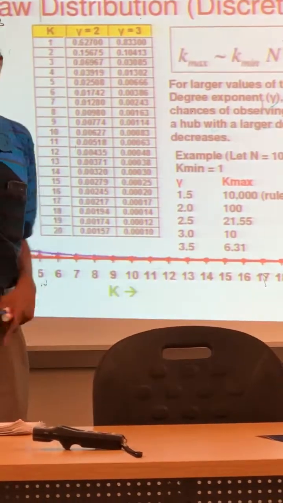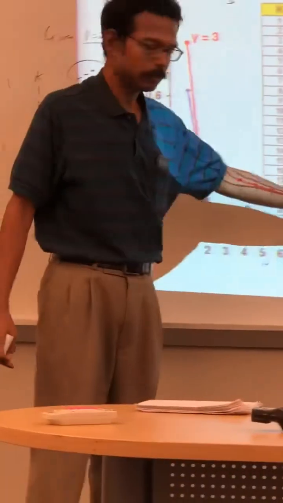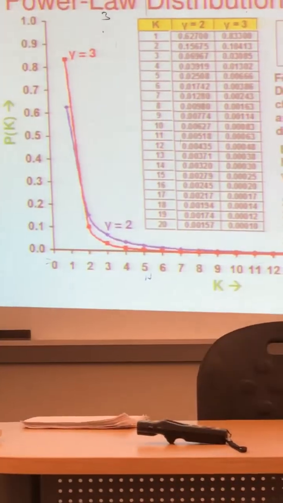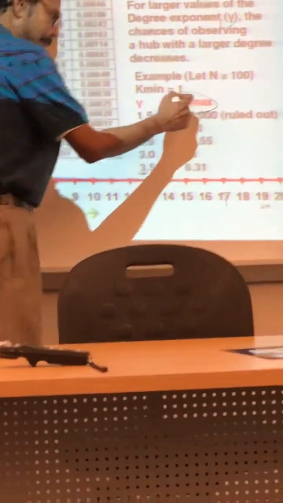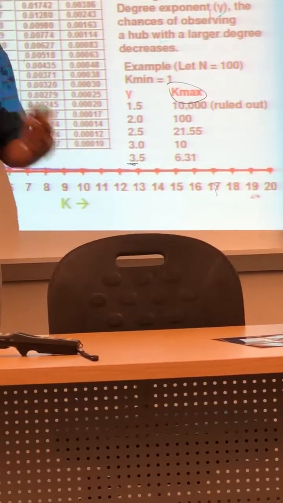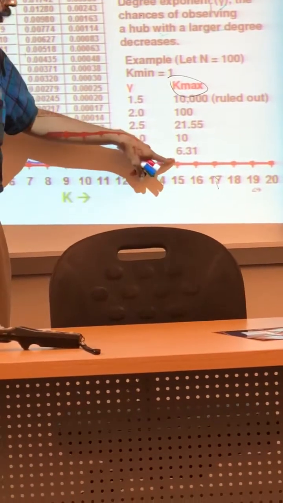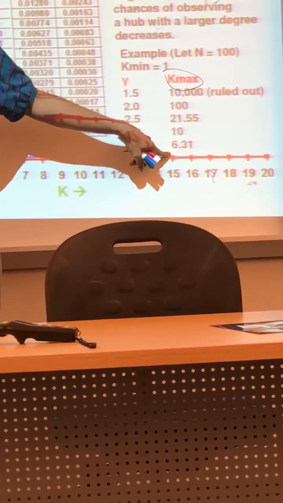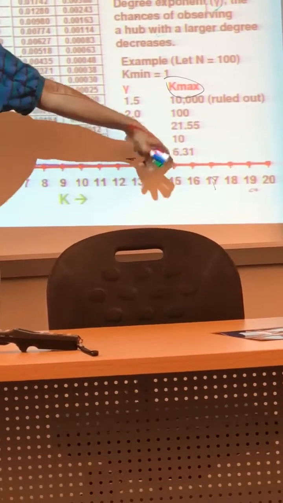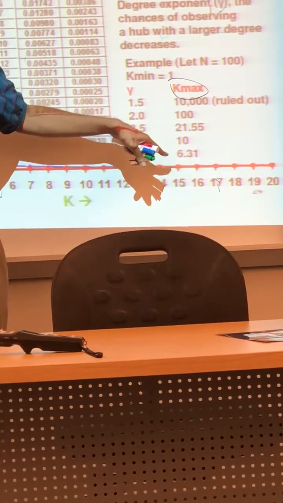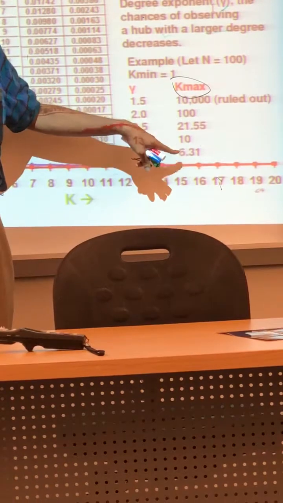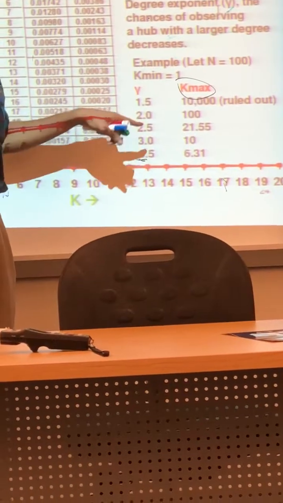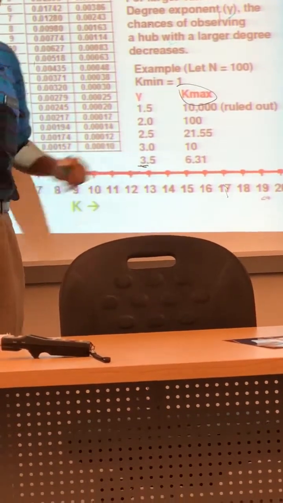Then as you increase gamma, you observe K max to decrease. And this is again consistent with this relationship. K max corresponds to the hub node because it has the largest degree. So the maximum possible degree you can expect in a network of 100 nodes when gamma is 3.5 is 6.31. So instead of 100 or 99, you are now expecting only 6 as the maximum degree for any node in a scale-free network with gamma being 3.5.